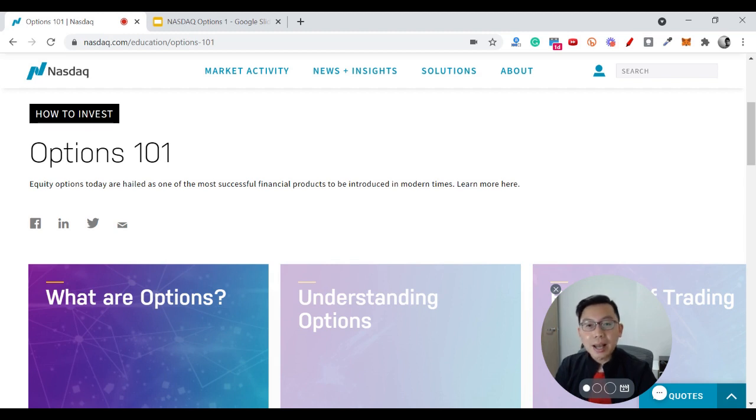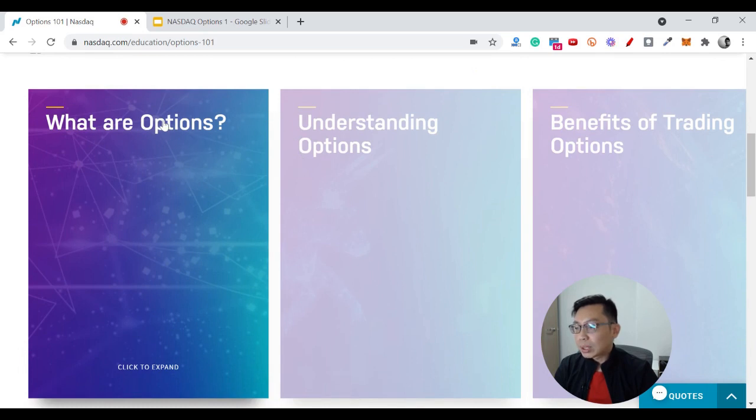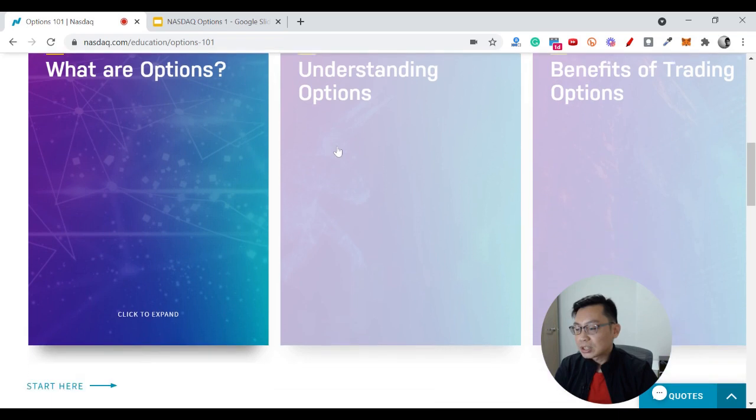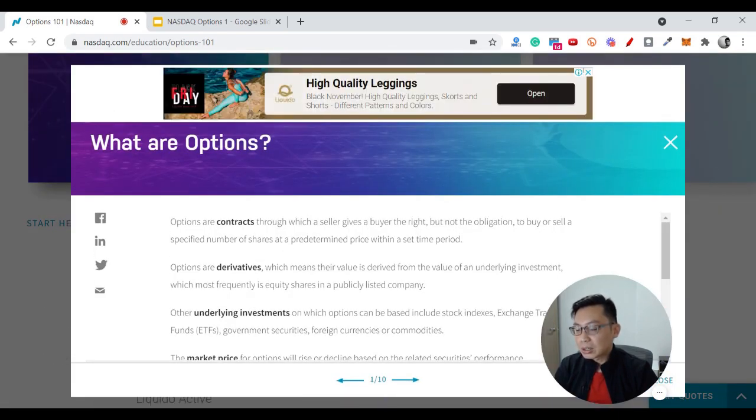On the NASDAQ website, there are some great articles where you can read and learn more about options. The website is nasdaq.com/education/option-101. You can see that there are a few topics over here: What are options? Understanding options, benefit of trading options. You can just click to expand and there will be some contents and articles.